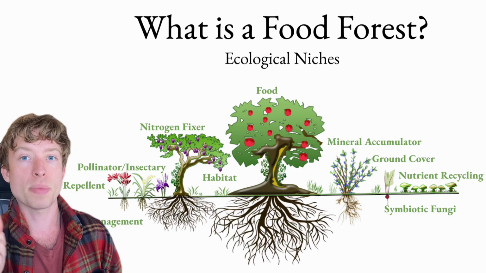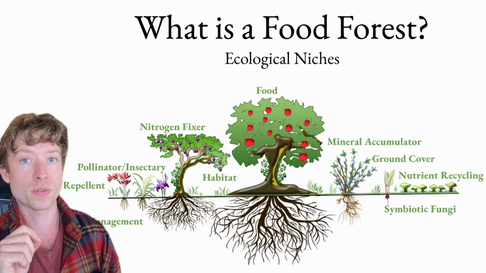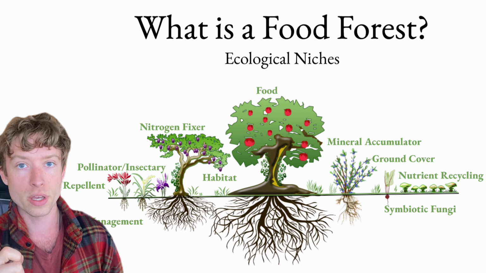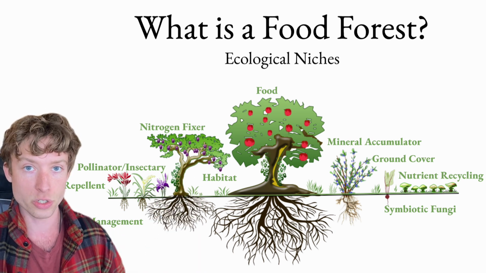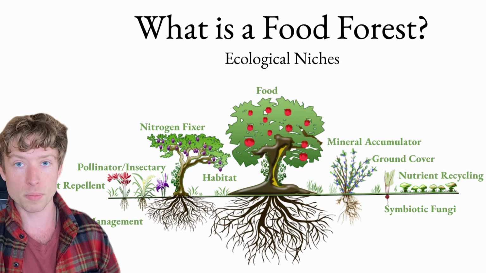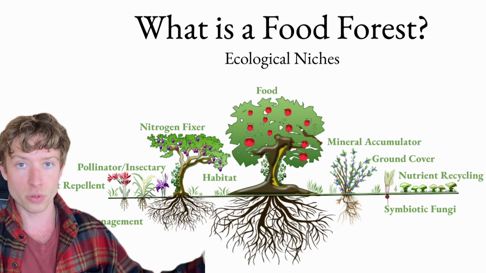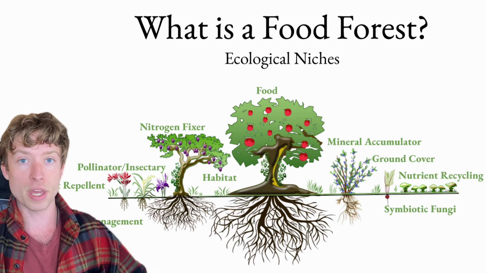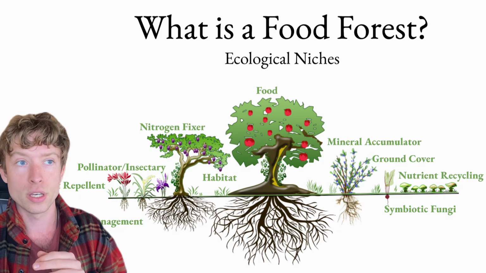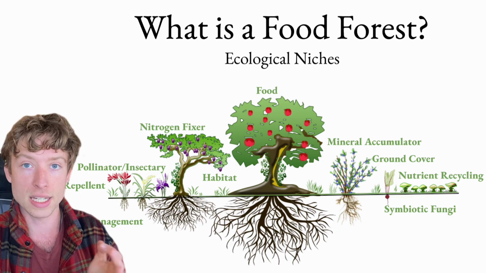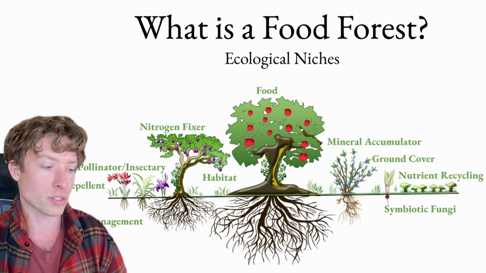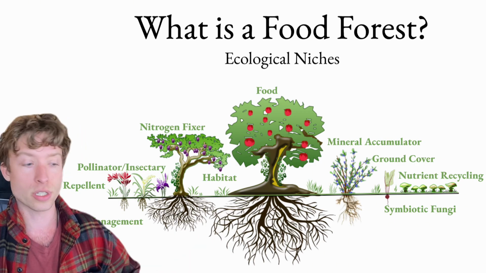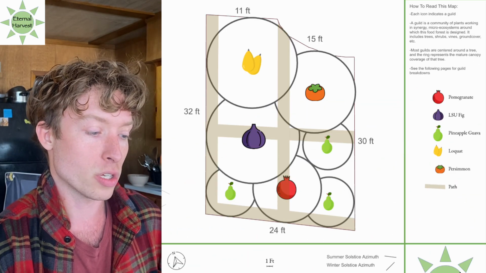There's aromatic pest confusers, plants that literally confuse pests with their aroma. There's food producing plants. There's plants that fix nitrogen into the soil. There's plants that build organic matter, that pull minerals up from the soil. There's plants that attract beneficial insects for pollination, that provide habitat and attract insects that eat the pests so we can keep their population in balance. So there's a lot of different niches. That's just some of the main ones that you want to fill.